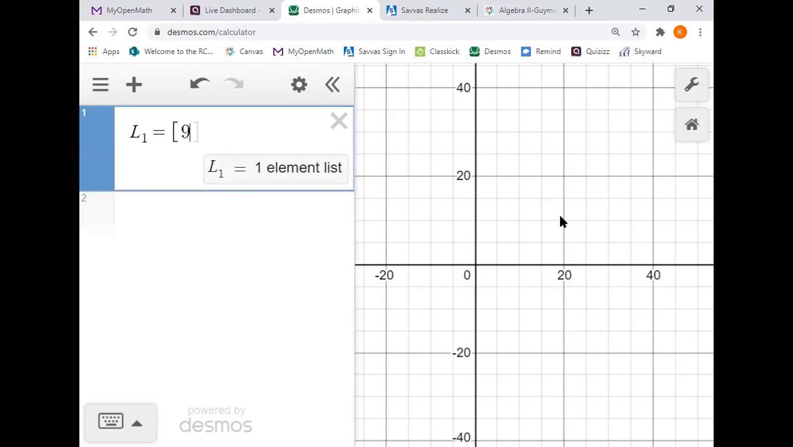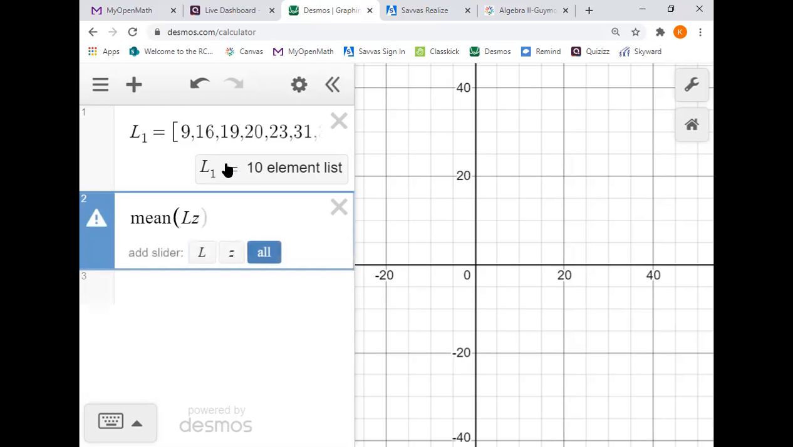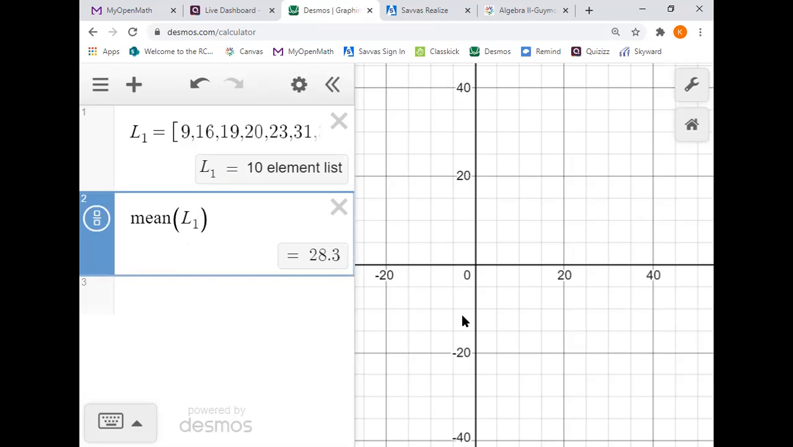So my numbers were 9, 16, 19, 20, 23, 31, 33, 40, 44, and 48. So after you have those entered like that, then if I want the mean of L1, you just go like that. And it'll tell you right there what the mean of L1 is.